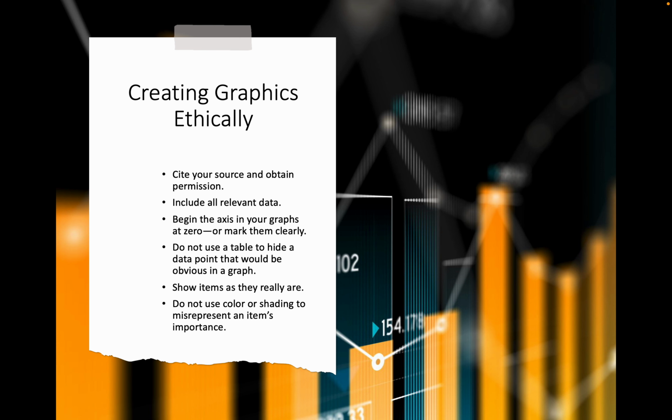Do not use a table to hide a data point that would be obvious in a graph. So for example, if the answers that we got from our experiments are 3, 2.5, 4, 2 1/3, and 73, right? That information is going to be much more clearly seen in a graph than a table. So make sure that you are using the type of graphic that best communicates to the reader. Show items as they really are. And make sure that you're not using color or shading to misrepresent an item's importance.